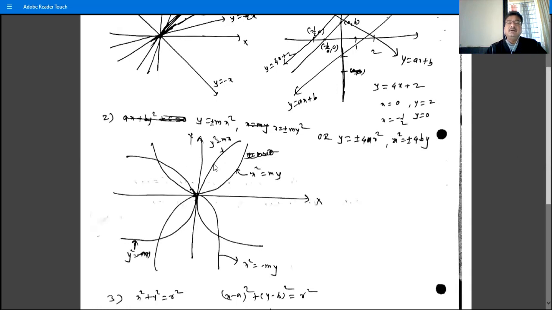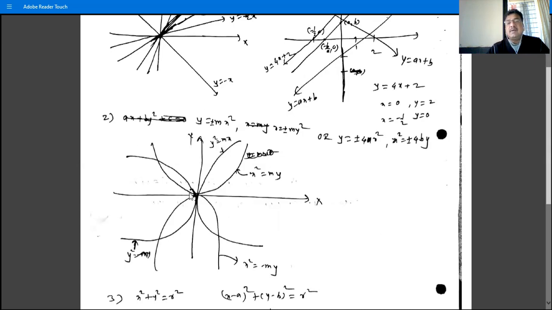Similarly, the equation of a parabola: y is equal to mx square. If x square is there, then the parabola is around the y-axis. So x square is equal to my, or y is equal to mx square. X square is equal to my, or x square is equal to plus or minus 4by. So this is x square is equal to my. And if there is a minus sign, x square is equal to minus my, that is, this constant is negative, then it is around the y-axis and below the x-axis.